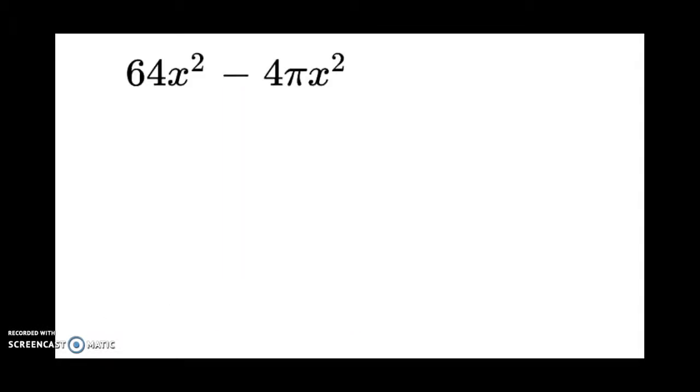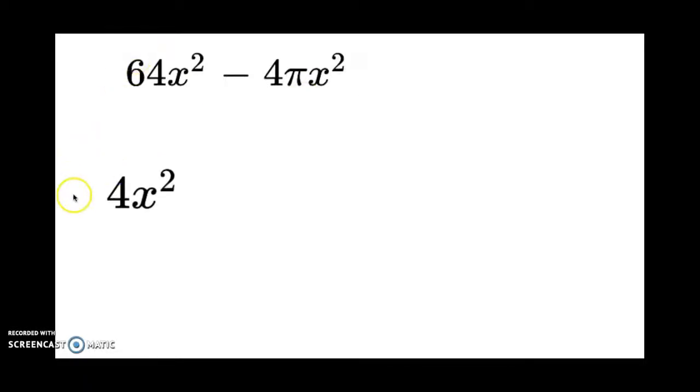But we are not done yet. It asks us to write our answer in factored form, so we have to factor this. So looking for our GCF, looking at the 64 and 4, the largest number that can be divided out of both is 4. Looking at our variables, we have x squared and x squared. Obviously, we could take an x squared out of both.